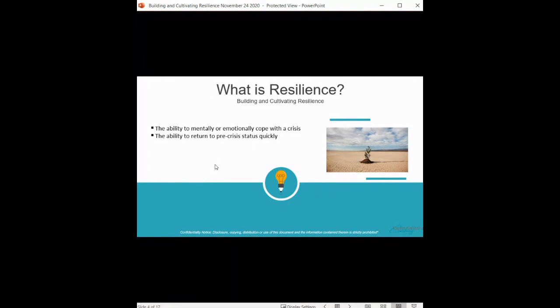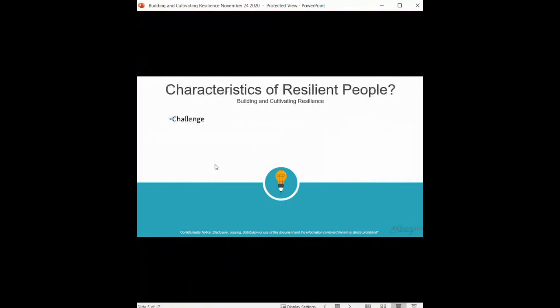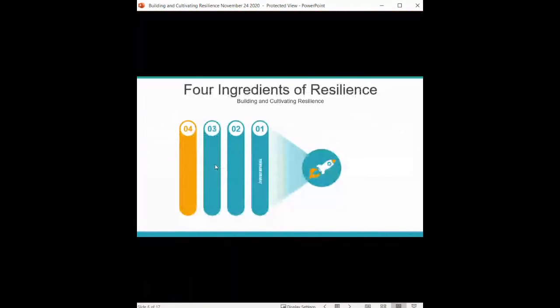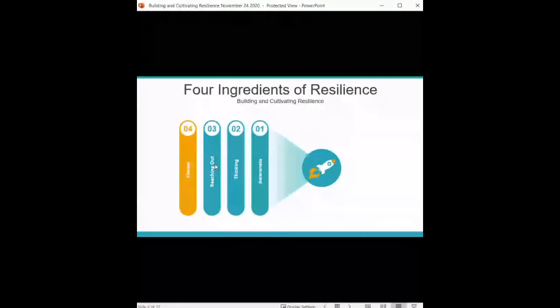Next slide, please, Alex. So what are some of the ingredients? Sorry, going back, I think you missed. We're going to skip that one. So what are the ingredients of resilience? Well, it's awareness, thinking, reaching out, and fitness. You're probably thinking, well, what do these things have to do with resilience? Let's start with awareness, the first one. It's being aware of everything.